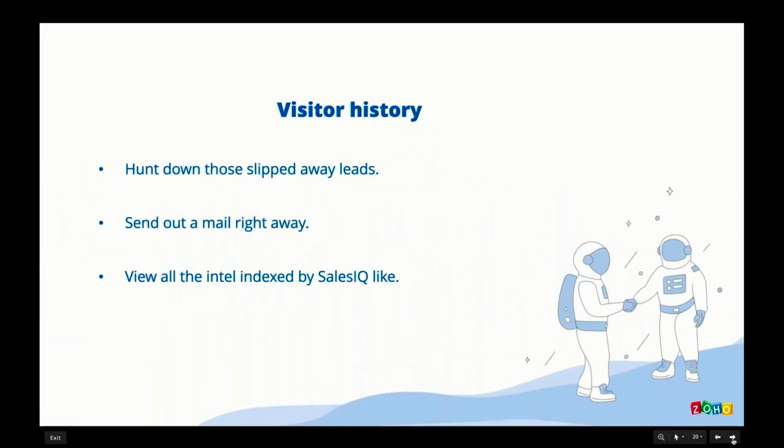Visitor history. There is a good chance of the operators missing out certain visitors, because you can't stay vigilant all the time. You might miss good prospective leads. So when they slip away, you can find them in visitor history. You can view all the data that SalesIQ had indexed about the particular visitor, so that you'll know if they are strike-worthy or not. And you can send out a mail right away from the visitor history tab.